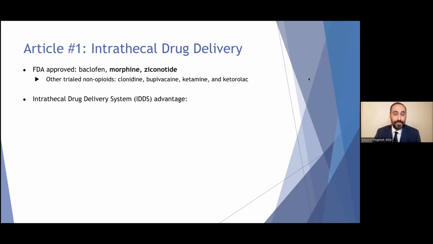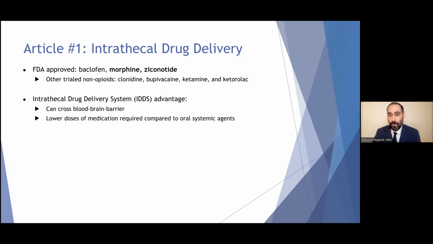So what are the advantages of using IDDS? Well, there are many. First, because of where the medication is being distributed, the medication can easily cross the blood-brain barrier. Also, lower doses of medication are required compared to oral systemic agents. In fact, it would take about 300 milligrams of IV morphine to offer the pain relief of just 1 milligram of intrathecal morphine. This allows for similar or even better pain relief in some instances with less symptoms like nausea, constipation, and sedation.